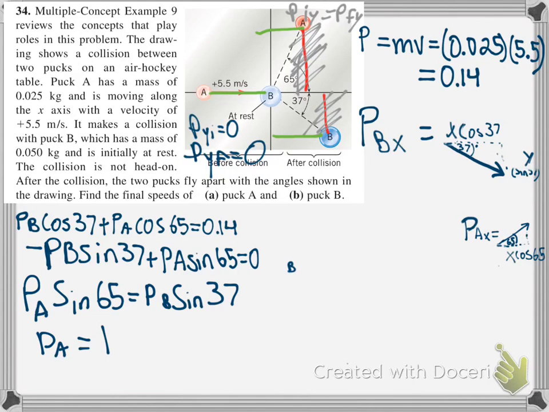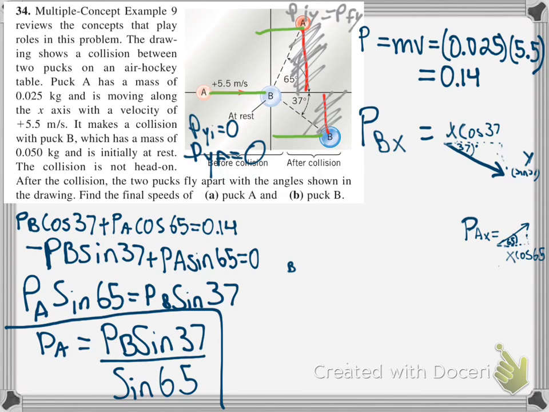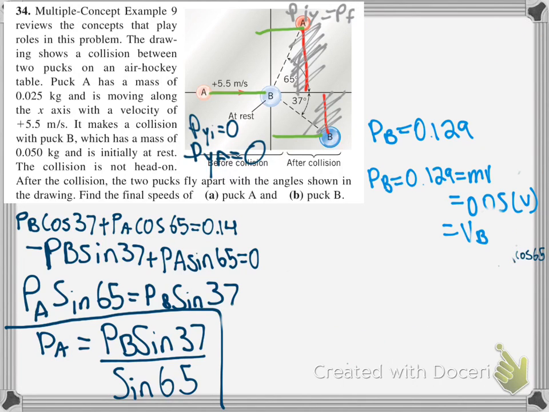Now, with this equation, I took the equation that I just wrote that equals 0, and added P_B sine 37 to the other side to make them equal to each other. And now I'm just going to divide: P_B sine 37 divided by sine 65, okay? We're going to need that for later, so just remember that. Sorry, I erased what was on the right, just so I can have more room to write.